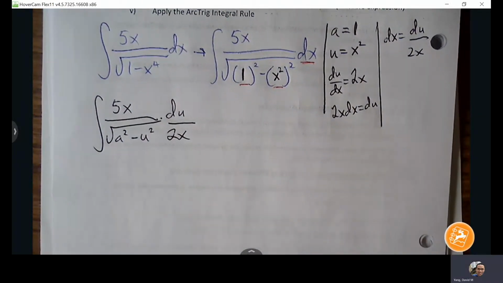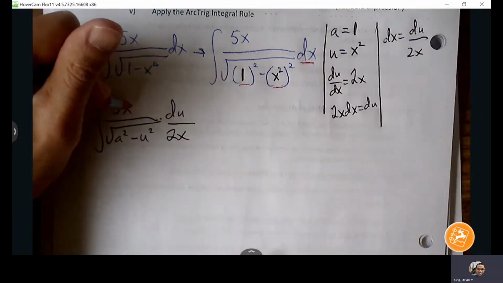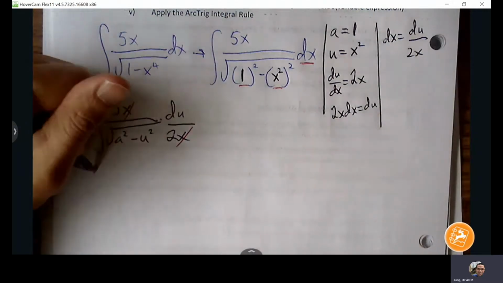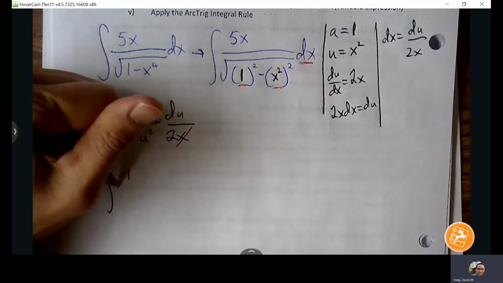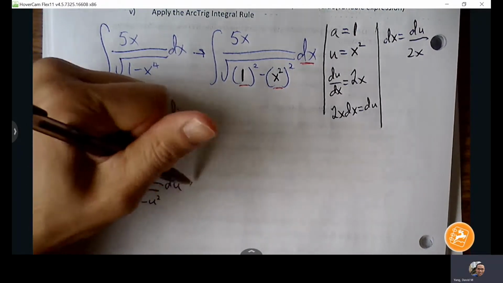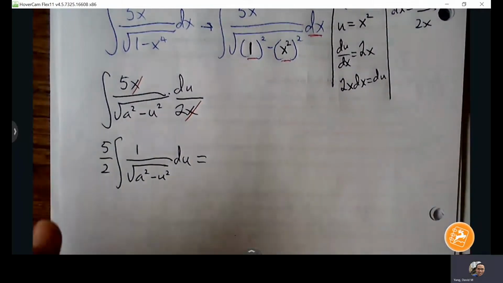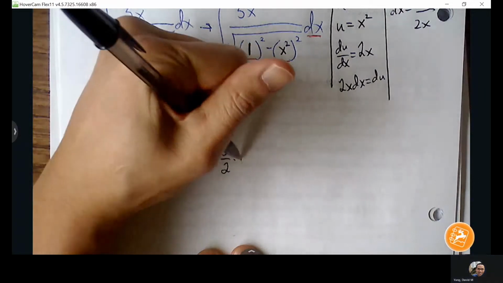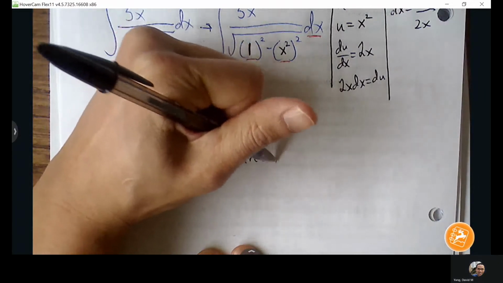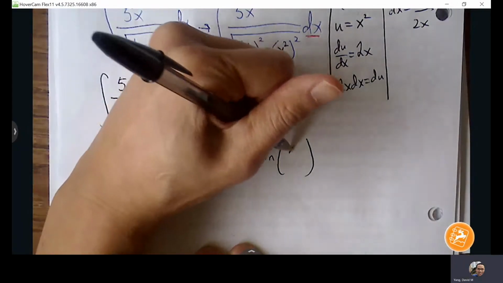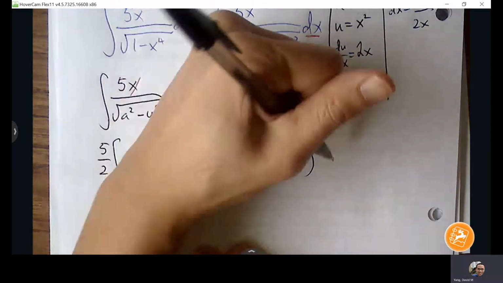Okay, what do you see here? Do the x's go away nicely? Yes, right. But there's a leftover of 5/2. Once that 5/2 comes out, it should match nicely with arc sine, right? Arc sine is the only rule without the 1 over a in front. So the coefficient first jumps directly into arc sine, and then u over a. Yeah, we gotta memorize them.